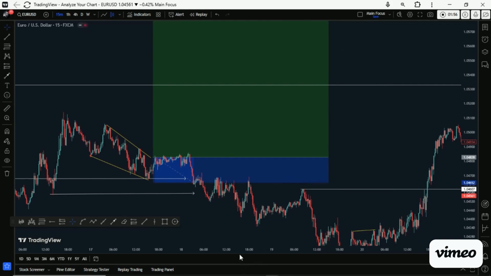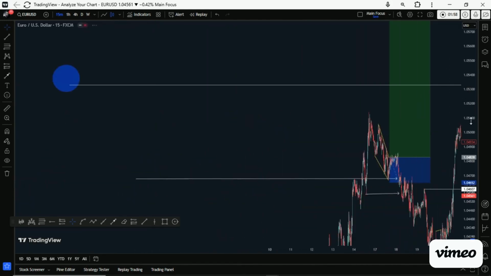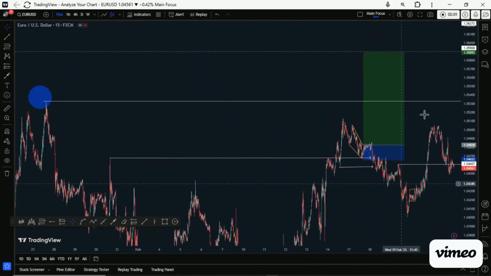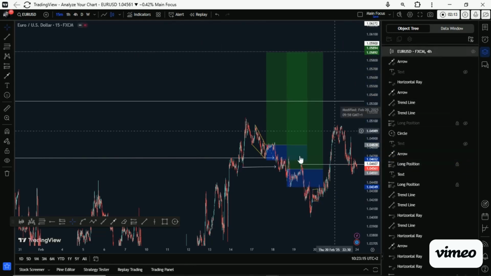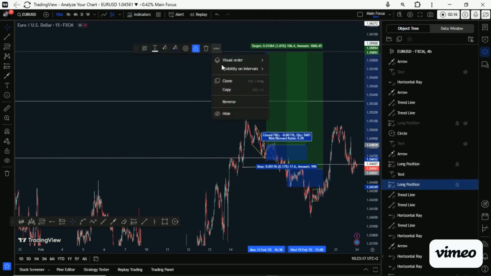This trade, I'm not so much proud about it. It's like a low quality trade, but let me know what you think about it. Let us get into the second trade. Second trade. Yeah, so we're gonna hide this one.